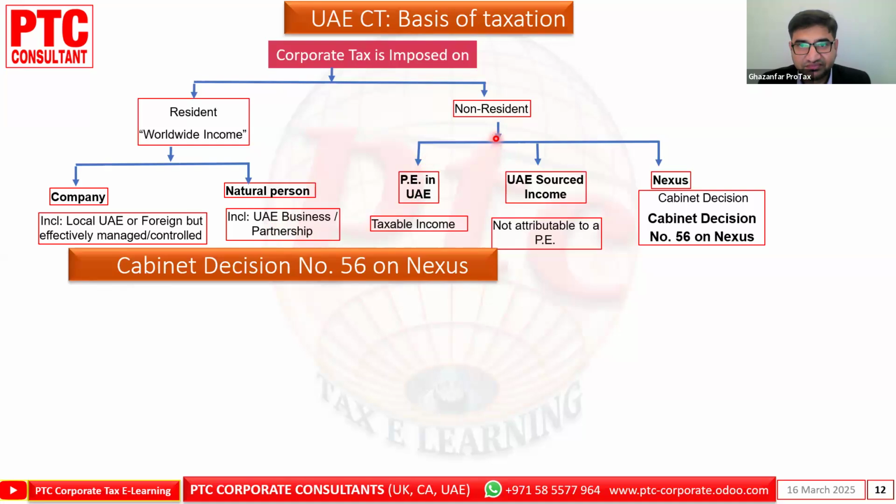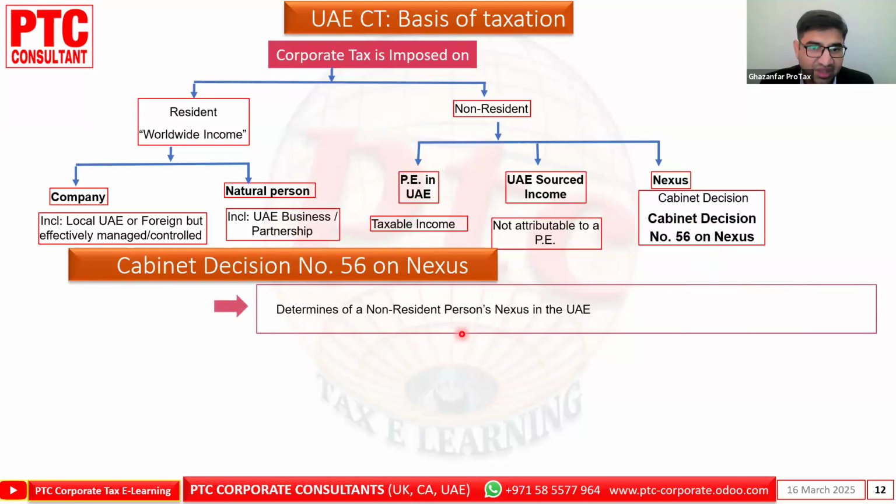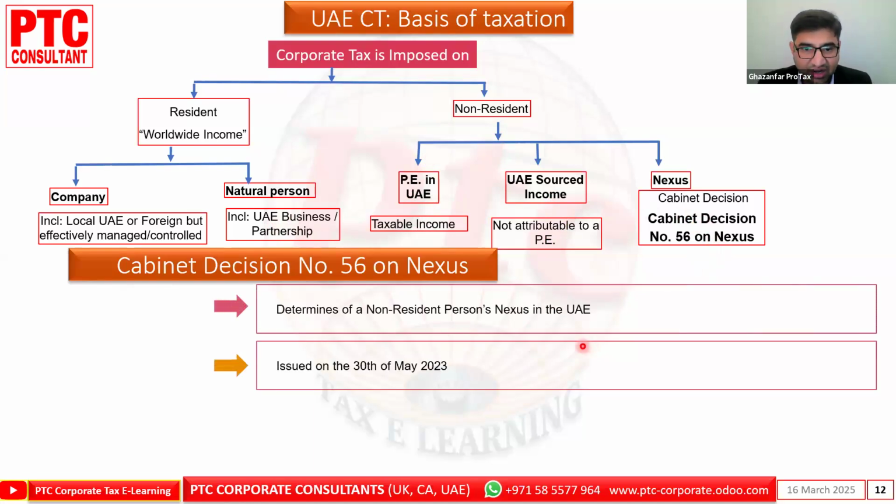Non-resident: PE in UAE, taxable income, UAE source income not attributable to PE. Okay. Then the nexus is the Cabinet Decision 56 on the nexus. Let's understand the Cabinet Decision, what it is saying: determination of non-resident person nexus in UAE. How are we going to determine?